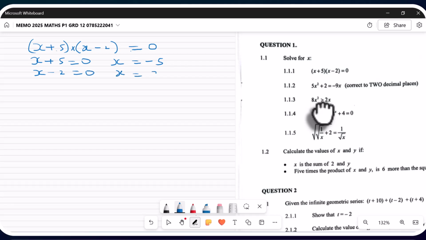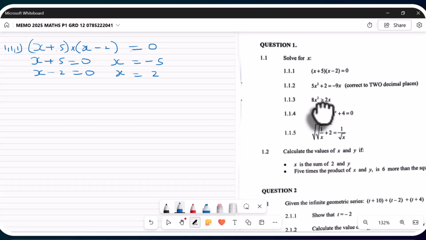Somebody can ask, what if it was not a 0? Then you must open the brackets, take the constant to this side, and form the quadratic equation, which you can solve either by getting factors or by the quadratic formula. That is 1.1.1, and I hope we are together.